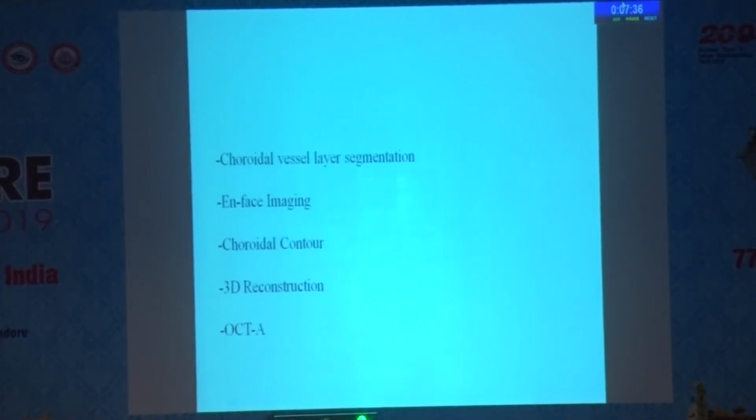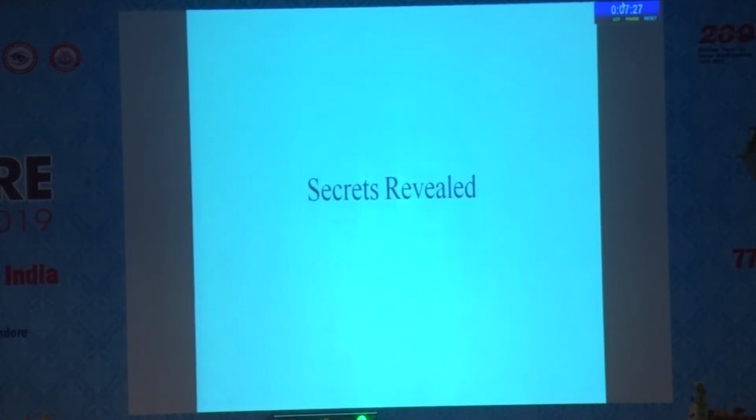As for en face imaging, Dr. Unni has already highlighted beautifully choroidal contour and 3D reconstruction, and OCT angiography was highlighted beautifully by both the previous speakers. So let us see what we have actually learned from this choroidal imaging and what kind of importance it has.